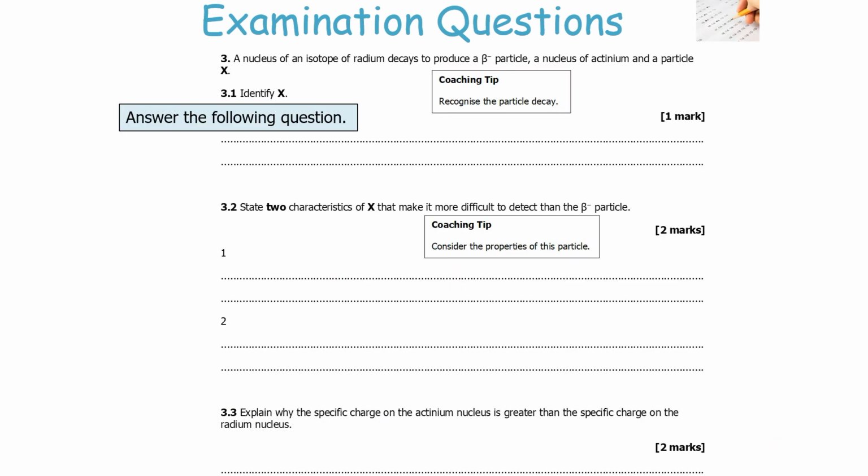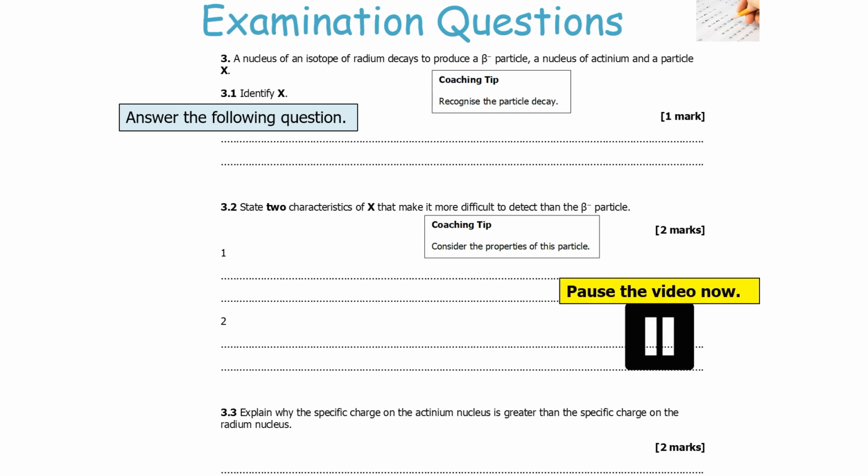Let's have a look at our next question. A nucleus of isotope radium decays to produce a beta minus particle, a nucleus of actinium, and a particle X. Identify what X is. State 2 characteristics of X that make it more difficult to detect than the beta minus particle, and explain why the specific charge on the actinium nucleus is greater than the specific charge on the radium nucleus. So pause the video now, then unpause the video when you want to go through your answers.